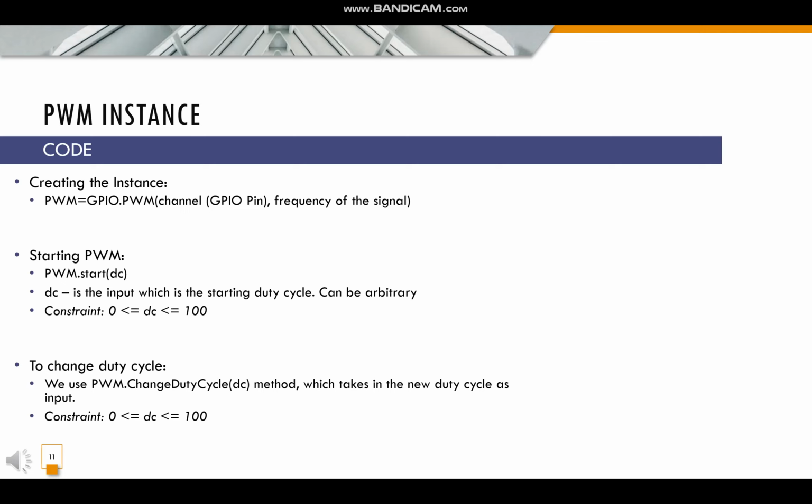To create an instance of the PWM class, we use the GPIO.PWM method which takes in two inputs. The first one is the channel, which in this case is our GPIO pin, and the other is the frequency of the signal. To initialize the PWM instance, we use the pwm.start method. This method takes in DC, that is the initial duty cycle, as the input, which can be arbitrary. To change the duty cycle, we use the pwm.ChangeDutyCycle method, which takes in the new duty cycle as input. Since duty cycle is a simple percentage, the constraint for its values is between 0 and 100.